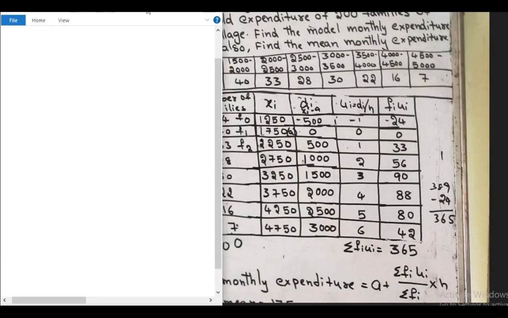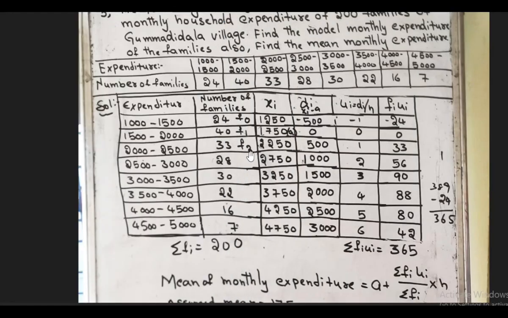After reducing the data, once again we have to take the product of step deviation and frequency. So 24 into -1 is equal to -24, 40 into 0 is equal to 0, 33 into 1 is equal to 33, 28 into 2 is equal to 56, 30 into 3 is equal to 90, 22 into 4 is equal to 88, 16 into 5 is equal to 80, 7 into 6 is equal to 42. Like that we find the product of the Fi and Ui values.